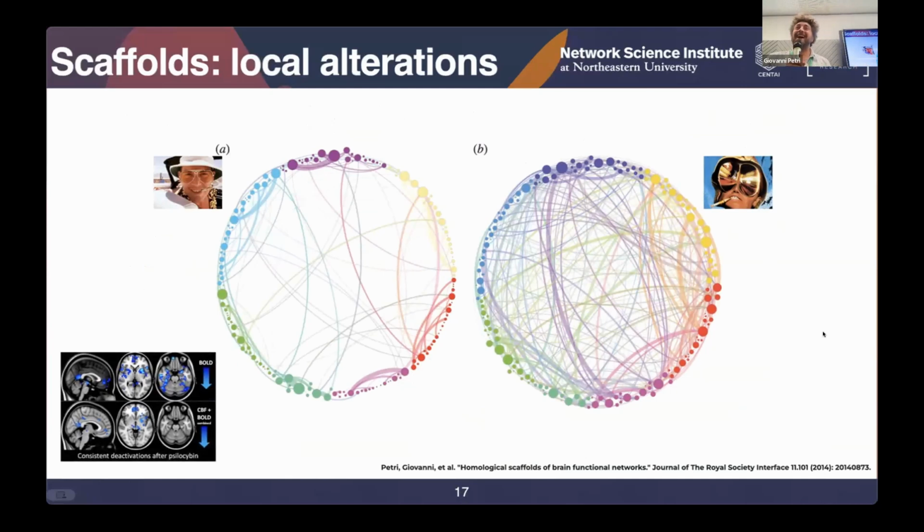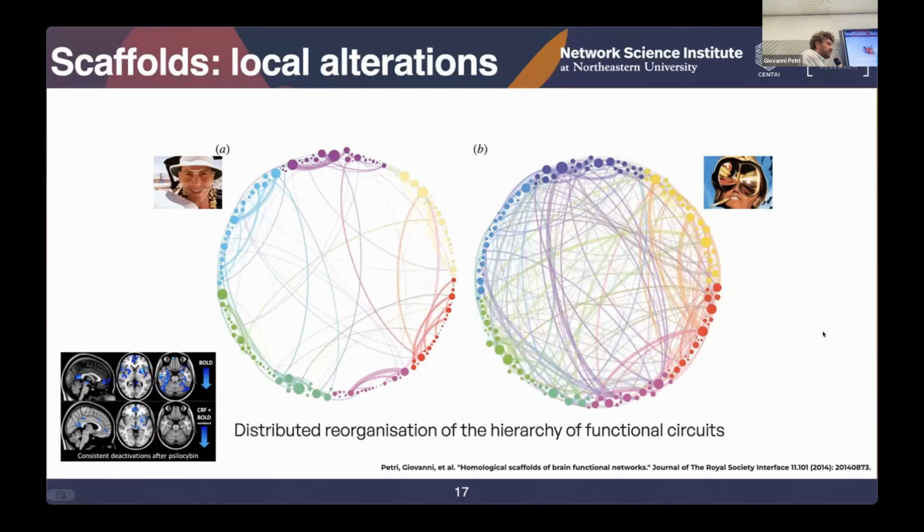I didn't do it on purpose when I made the plot, but I think it played a role. If you look at the people that cite this paper, they say there is a lot more connectivity in the psilocybin case. This is actually not true, because this was built by looking at the cycles across scales. So really, the way you would say it is that you have a distributed reorganization of the hierarchy of functional circuits. Okay, that's how the neuroscientists would like it to be said.